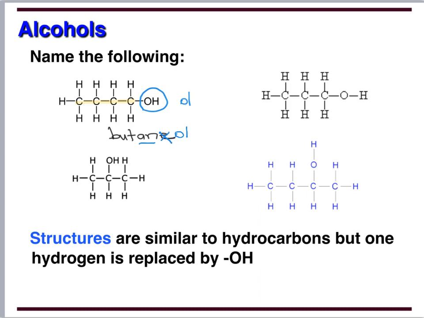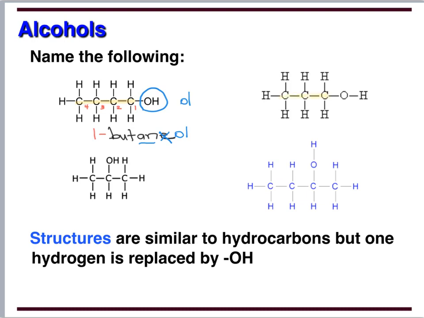So it's butanol, and then I have to look for the location of that OH group, and so I start numbering closest to the end with the OH, so that makes that carbon number 1, 2, 3, 4. So I have a 1-butanol. Okay, let's look at the next example to the right here.